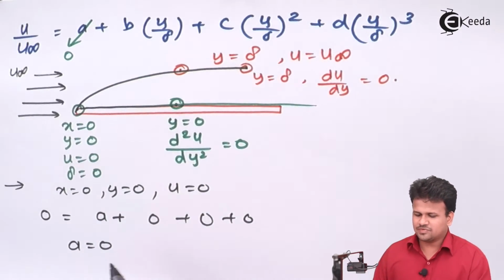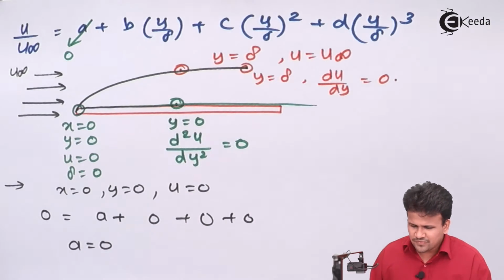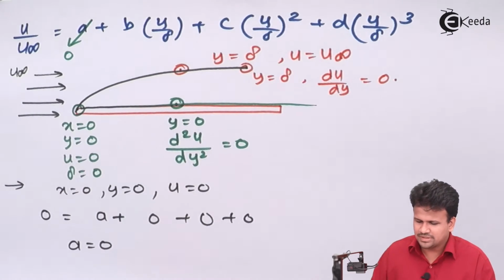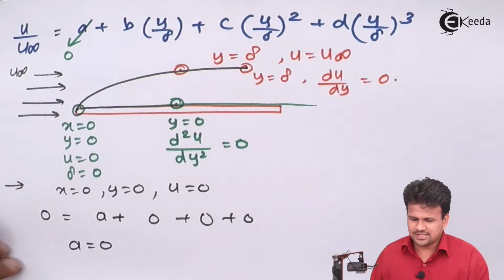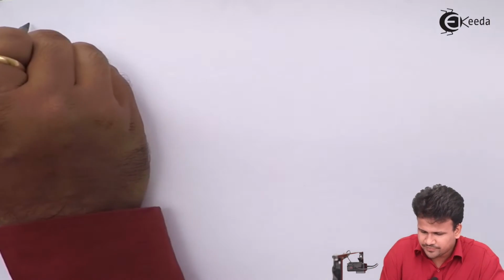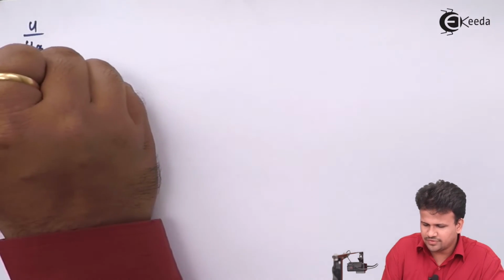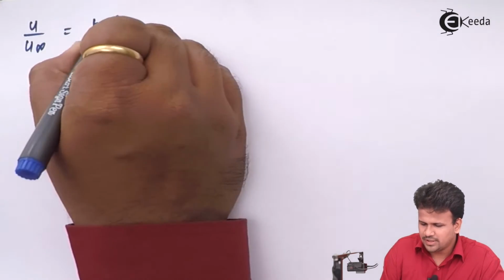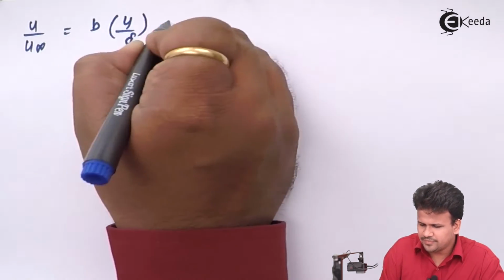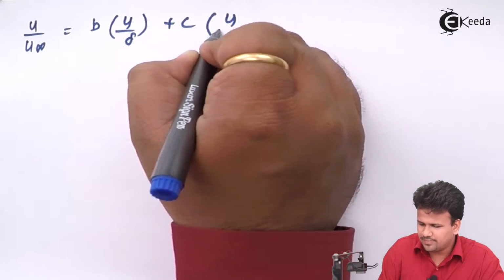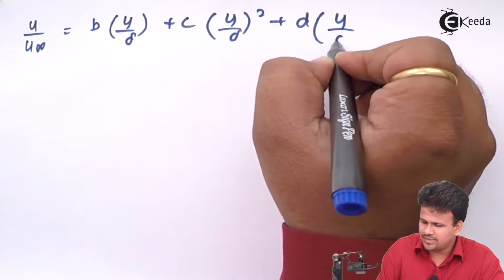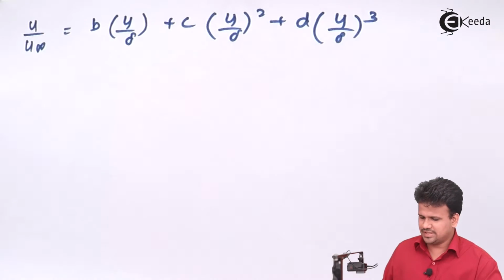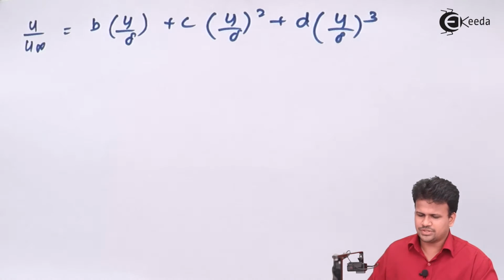Now here let us substitute the second boundary condition. Before substituting the second boundary condition, let us write down the new equation. So the new equation except a will be u upon u infinity is equals to b y by delta plus c y by delta square plus d y by delta cube. So this is what the equation is.